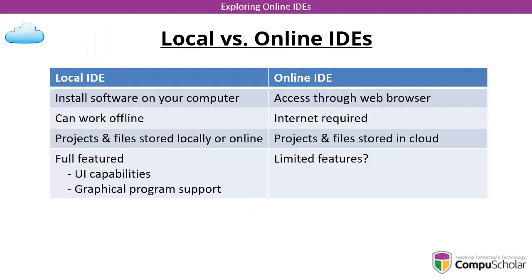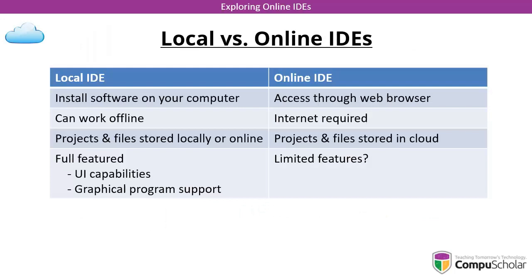Alright, so what is the big difference between a locally installed IDE and an online IDE? Well, a local IDE is something you might be familiar with, such as Visual Studio or Eclipse, and these are things that you would install on your local computer. With a local IDE, you can typically work offline. And when you save your projects and files, those are normally stored somewhere on your local computer, although a lot of these IDEs have connections to cloud services and online repositories that you can use as well.